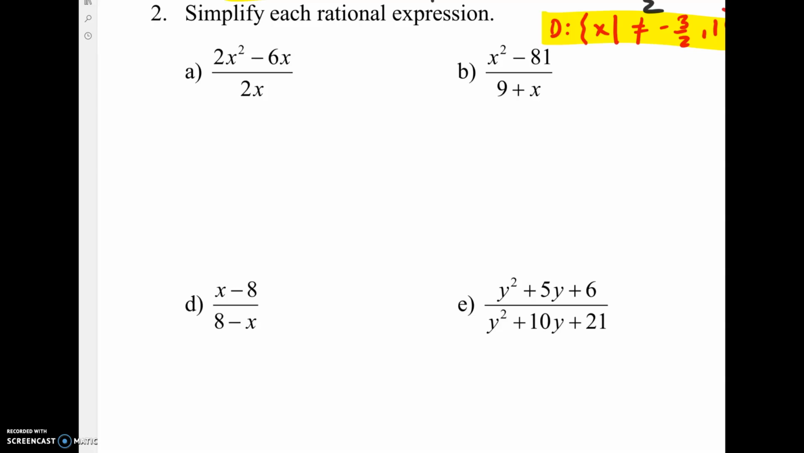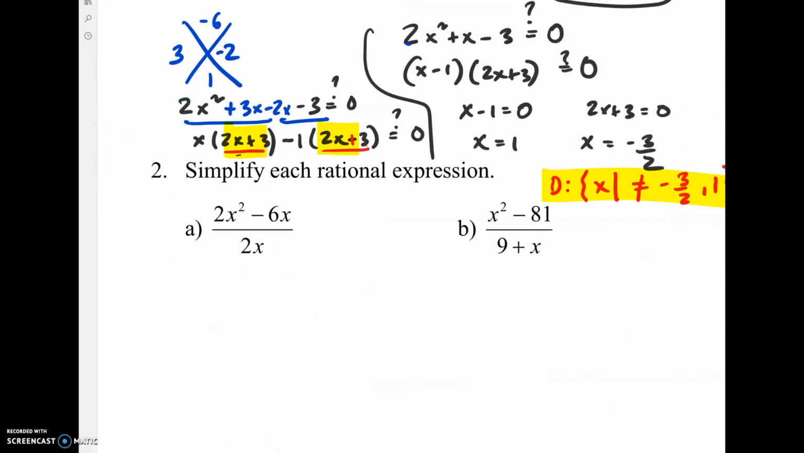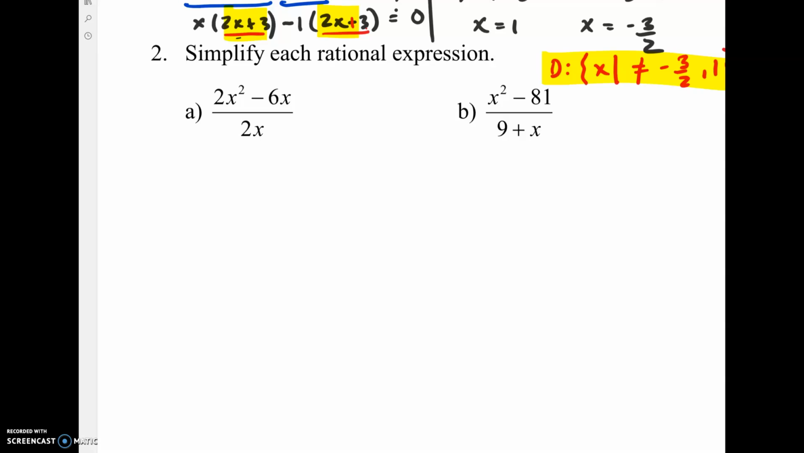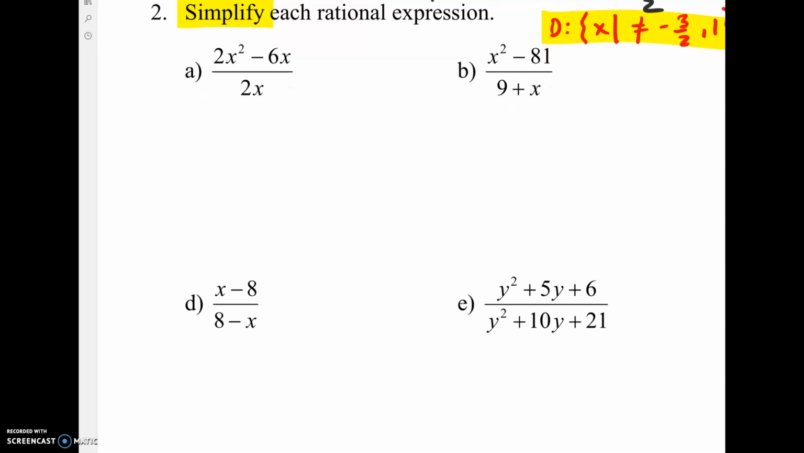Number 2, notice the previous question asked you to find the domain. It did not ask you to simplify. When it asked for domain, take the denominator and set it equal to 0. Here my new question is simplify, so I need to simplify as I go. We liked factoring, at least from the problems that we did in class. So now you need to factor the numerator and the denominator at the same time.